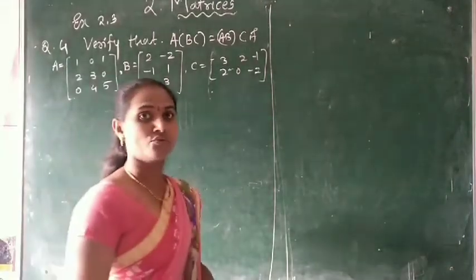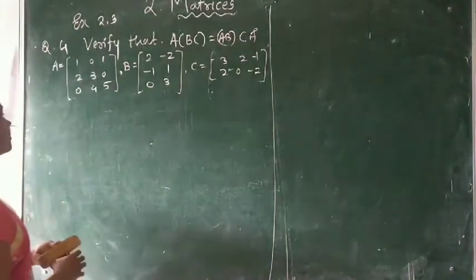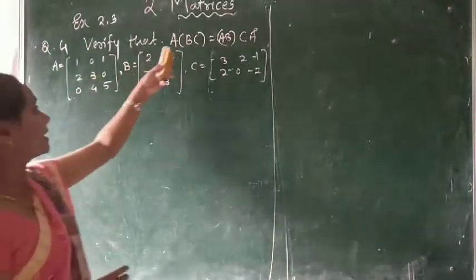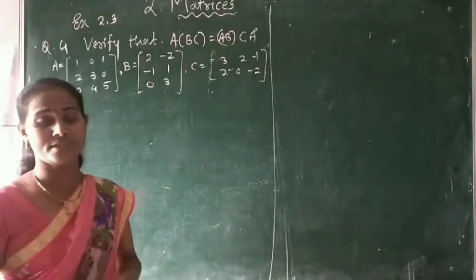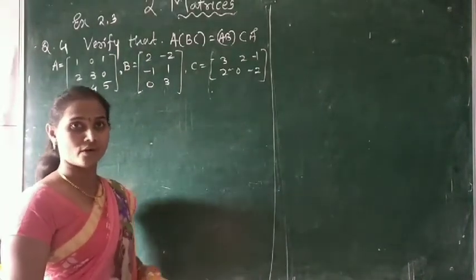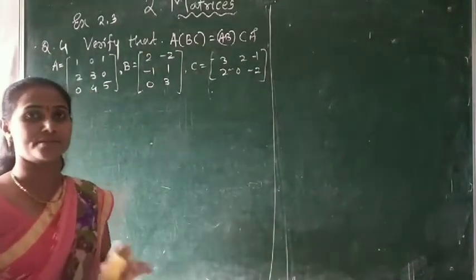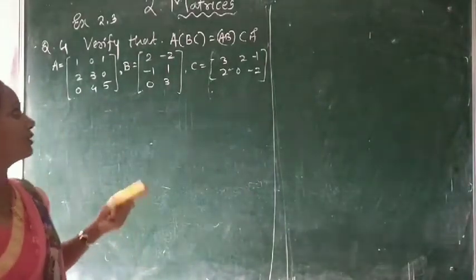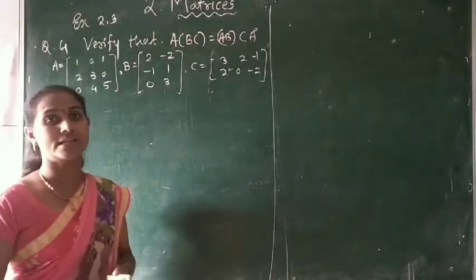Hi students, now we solve question number 4. What is question 4? Verify that A into BC is equal to AB into C, which is called the associative law, and we know that matrix multiplication is also associative. In exam we have to ask this type of question for 3 marks.